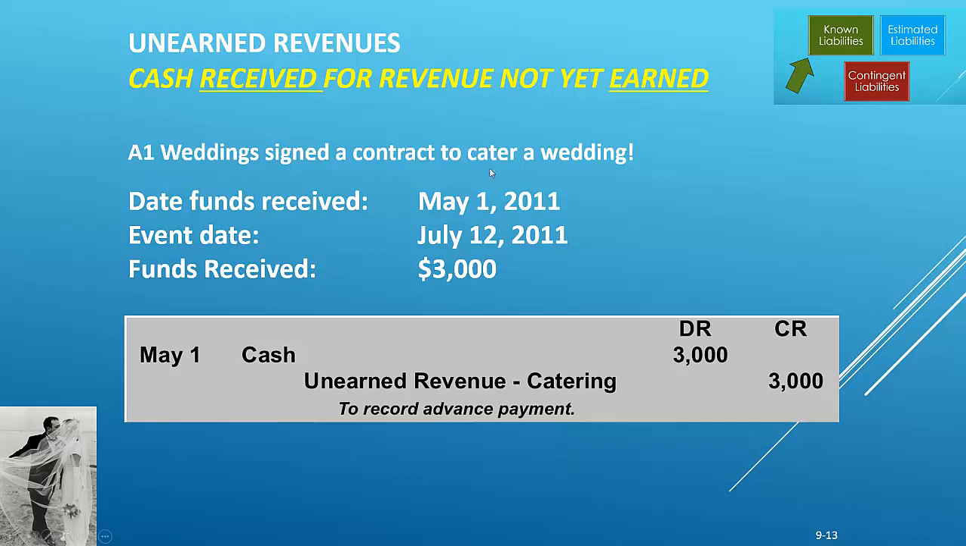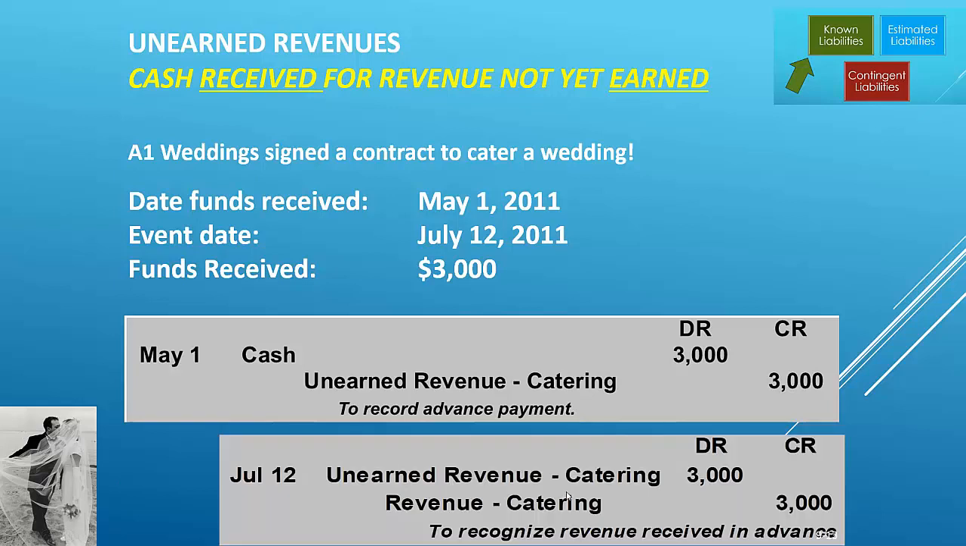So this unearned revenue is a liability to us until the wedding day, and we cater the wedding, and then that unearned revenue gets debited and revenue gets credited, and that's how that whole transaction turns out. So here I've given you the example of on July 12th when the wedding is, and they've actually catered the wedding. Here's the unearned revenue that's being a reversal of this, and then here's my revenue that is going to be credited, which increases my revenue.